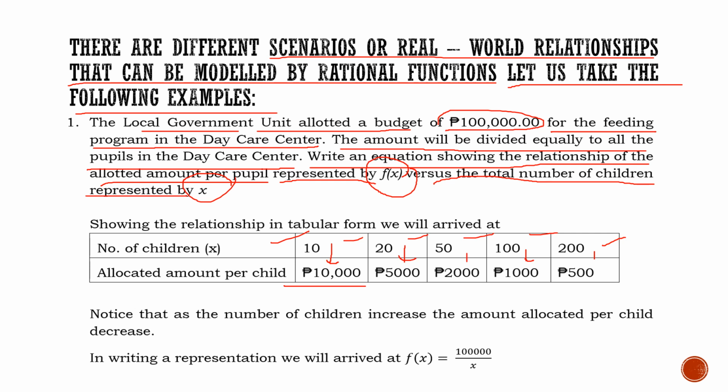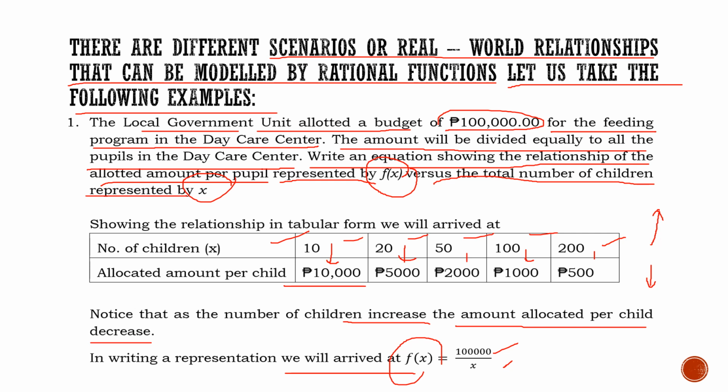Notice that as the number of children increases, the amount allocated per child decreases. So there's a relation between the number of children and the allotted amount per child, and you need to look for a function that will represent this. In writing a representation, we arrive at f of x is equal to 100,000 over x, because the allotted amount per child depends on the number of children, which is x.